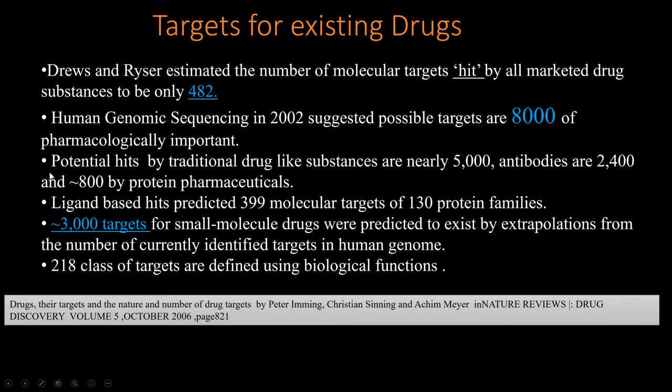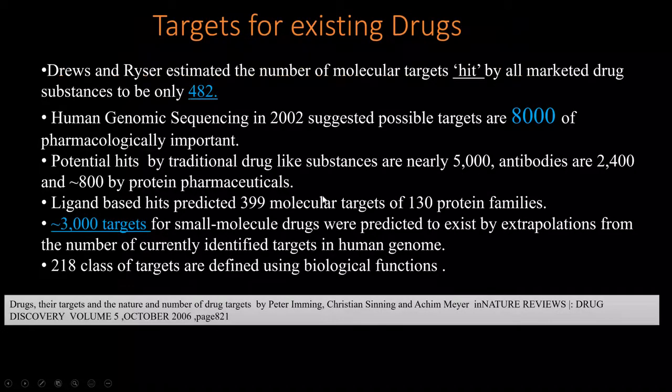plus human. Now, potential hits, what you call drug-like substances, are nearly 5,000. Antibodies are 2,400, and 800 protein pharmaceuticals. This is the year 2006. These numbers have almost doubled now. Now the question is, how can we predict?